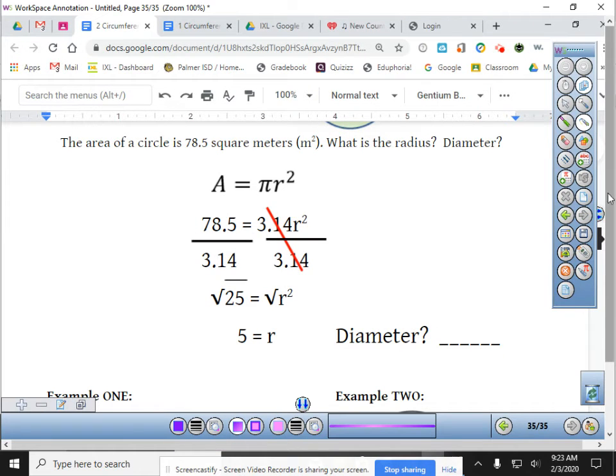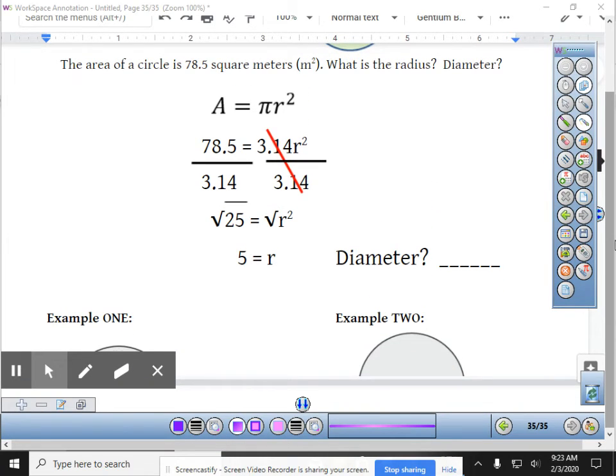The area of a circle is 78.5 square meters, and that's just how that's written with the meters and the square sign. What is the radius? What is the diameter? What did I do? This was step 1. What did I do here? You divide. Just right here. You wrote it down. I wrote it down.